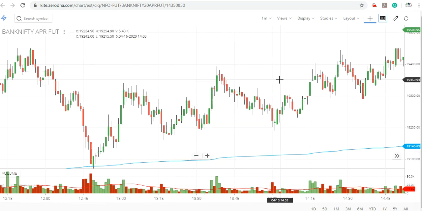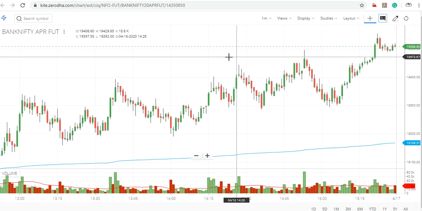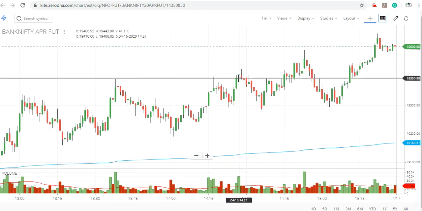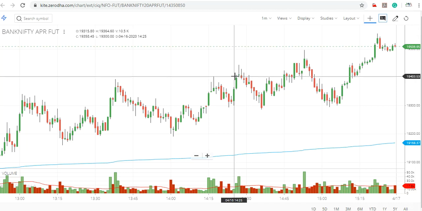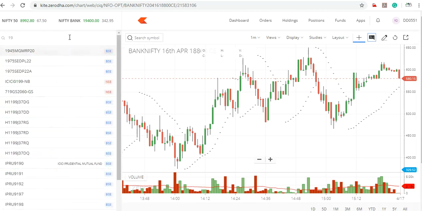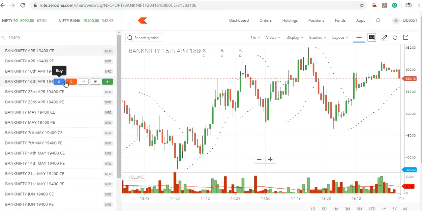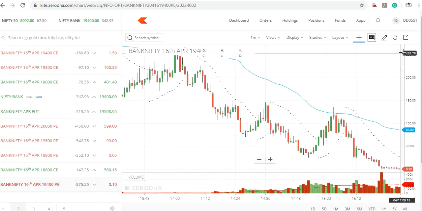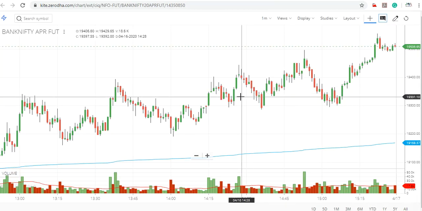Okay, fine friends. See here, a beautiful candle has come. What is the time? 14:27. What is the low? 19,400. We will see the 19,400 put. What happened to the 19,400 put? We'll add the 19,400 put. Okay, we'll pop out the chart. What was the time here?